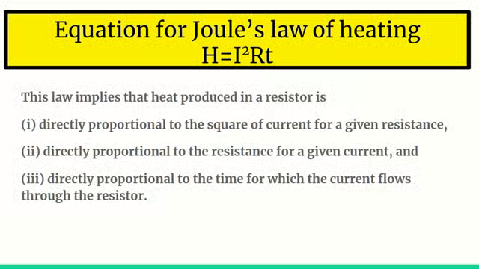Now we are drawing a few inferences from the equation H is equal to I square RT. From this equation, the heat produced in a resistor is directly proportional to the square of the current for the given resistance, directly proportional to the resistance for a given current, and directly proportional to the time for which the current flows through the resistor.